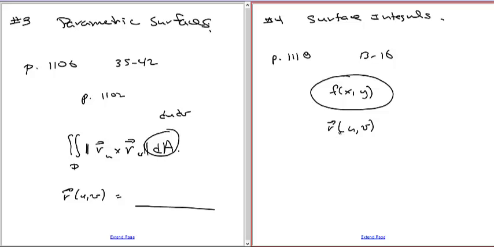Now this function is a function of x and y. So if you look at 17 through 22, you've got f of x, y, and z. And if you look at 20 through 28, you've got the flux vector. So I'm just going to test you on this surface integral stuff. So you can look that over.